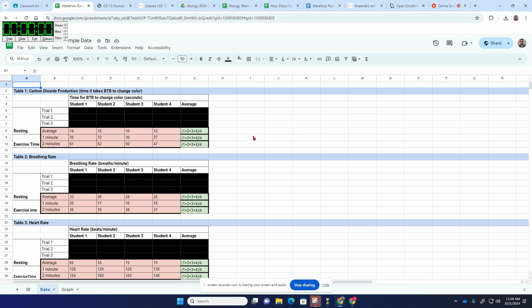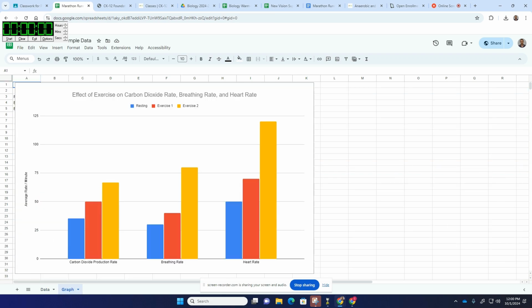The first table is carbon dioxide production per minute. The second one is breathing rate per minute. Once again, resting and then exercise. And then finally, you have heart rate. And then same thing, resting and exercise. And then these green sort of boxes here, that is going to be what you graph, right?